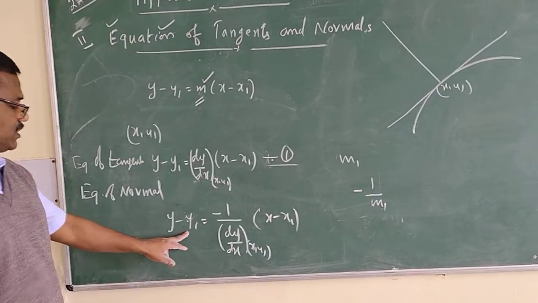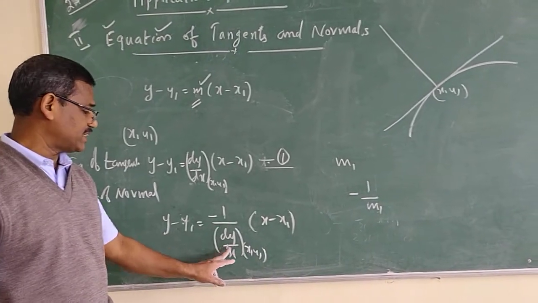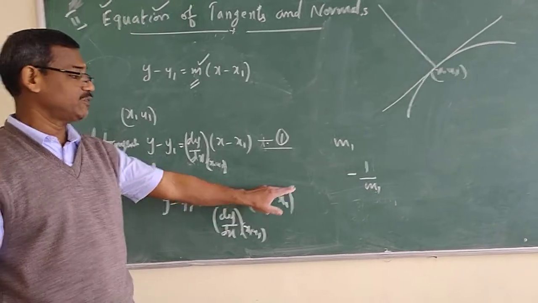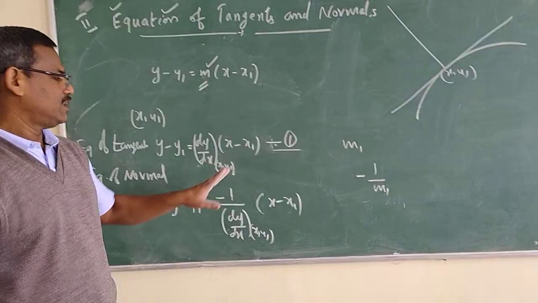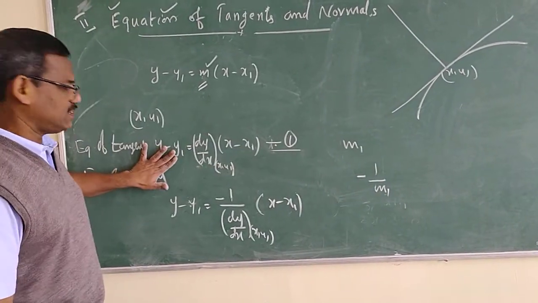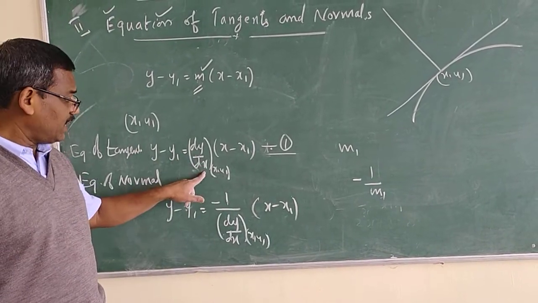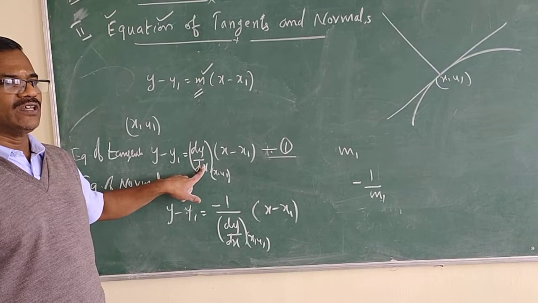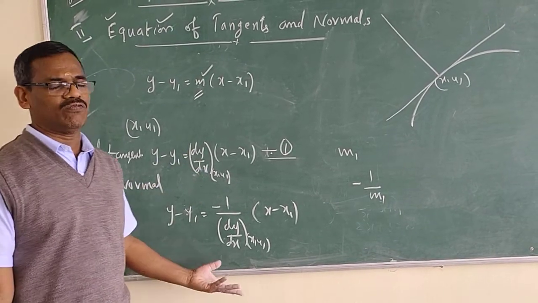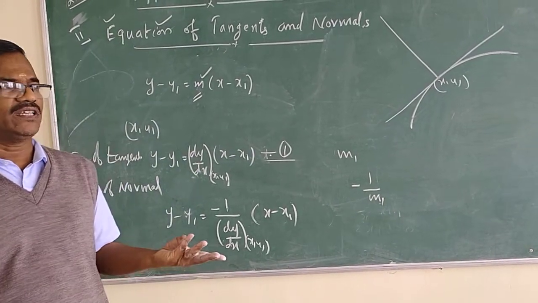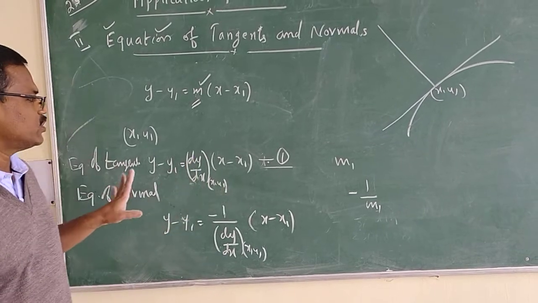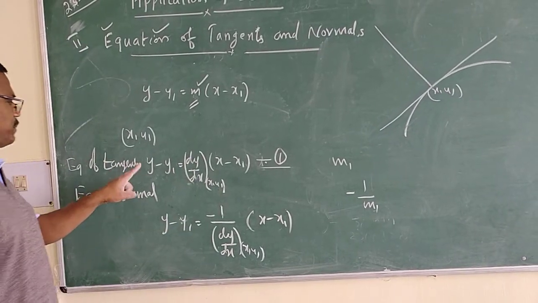y minus y1 is equal to minus 1 by dy by dx at x1 y1 into x minus x1 gives the equation of the normal. So the equation of the tangent and the equation of the normal are the two things we have to remember. There we are using dy by dx. These are another application of differentiation, where we find the equation of the tangent and the equation of the normal. I just repeat it.